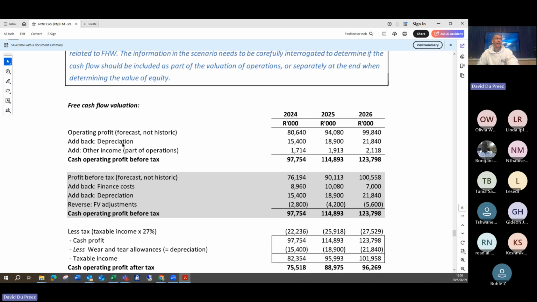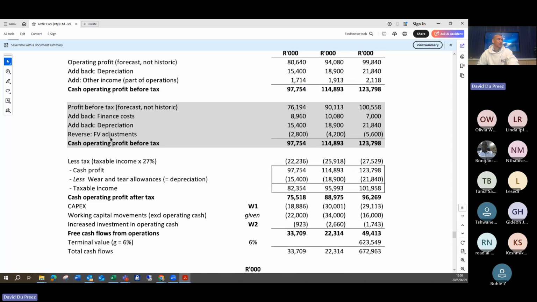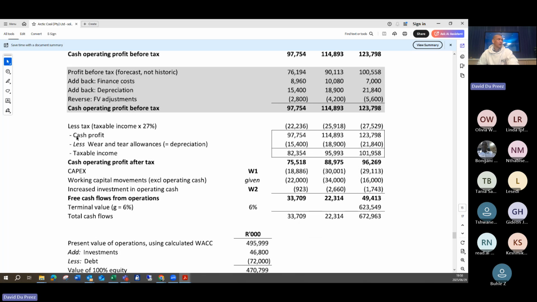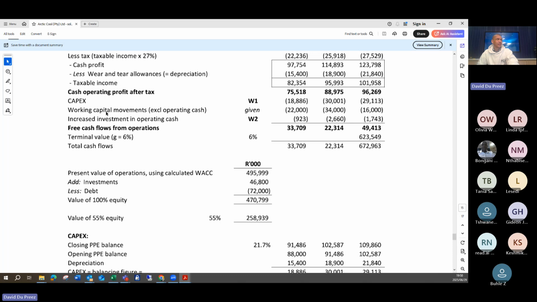The operating profit, you're adding back depreciation because it's not a cash flow item. Add other income, then you have profit before tax. You're adding finance costs. All of this is basically an income statement. Then you've got your tax. There's your cash operating profit after tax. You've got some capex, some working capital movements, and increased investment in operating cash. Then you get to the free cash flow from operations, which is basically saying how much cash do I have left. Again, it's all cash.